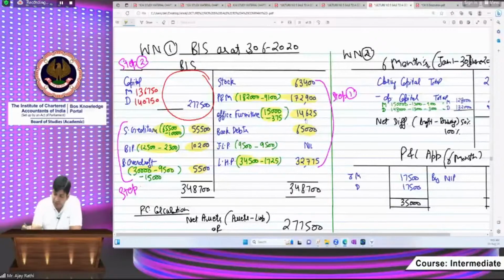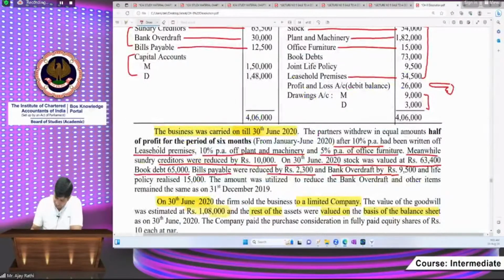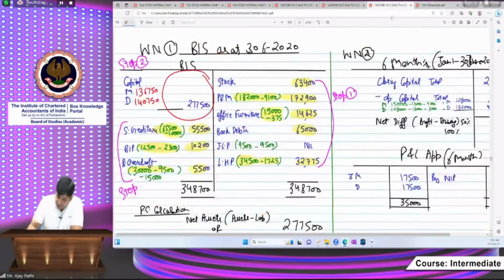Listen to me very carefully. Another figure is also there, that is the life policy realized, 15,000. That has to be adjusted because the bank account has been debited. It means the bank overdraft liability, because in the bank we have only a current account. Since we do not have any other bank balance account, only a single account is there, the current account in which the bank overdraft is there. So we have to adjust in the same account.